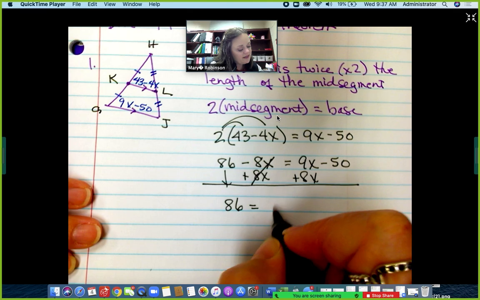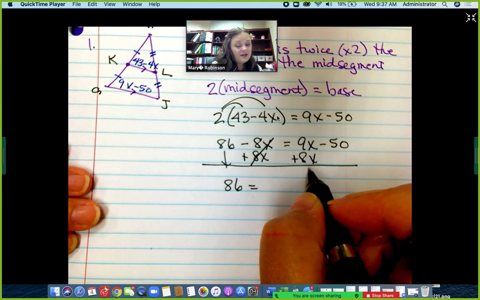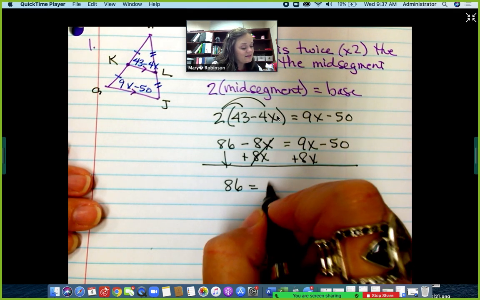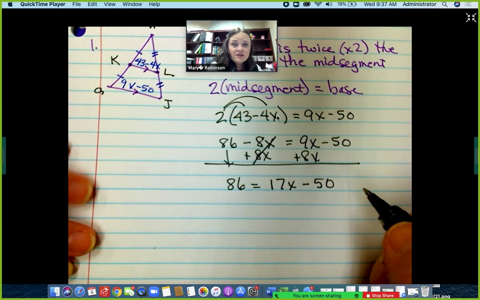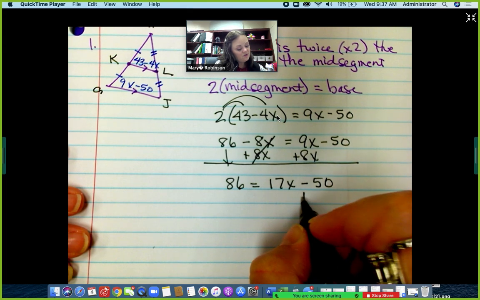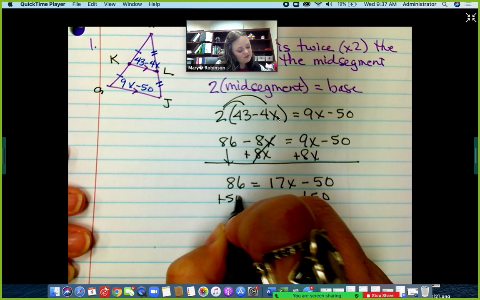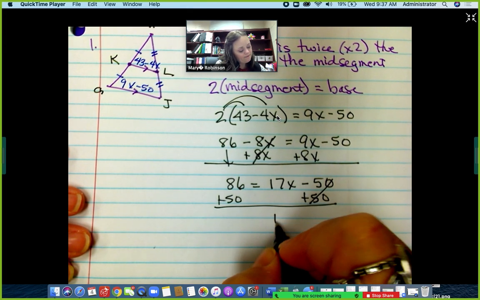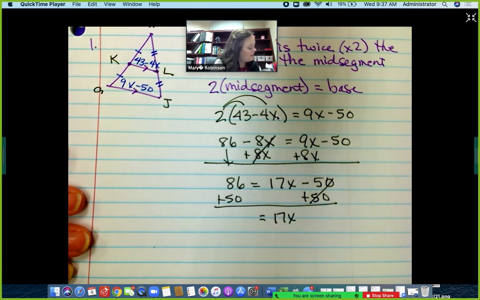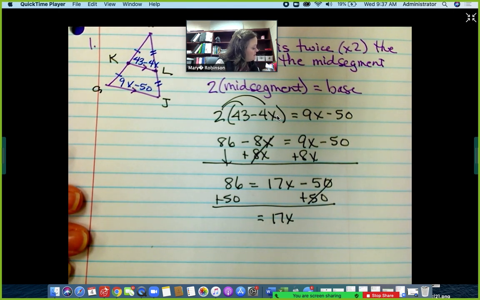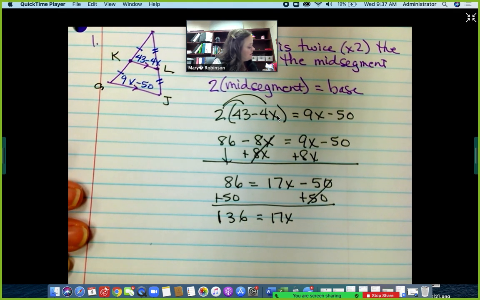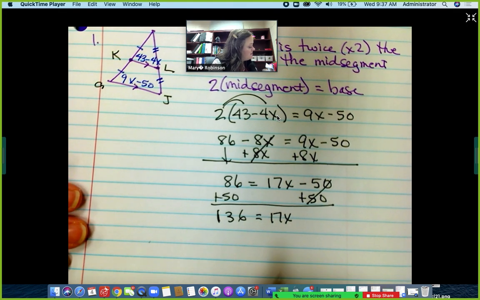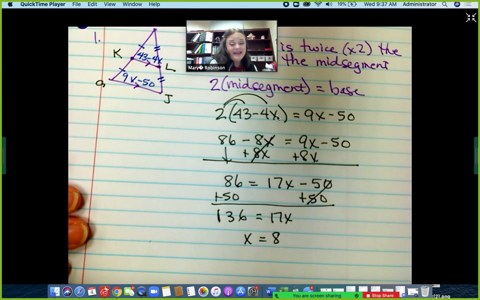So if I bring down my 86 equals here, 8x plus 9x is 17x. And I bring down my minus 50. And now we're down to a basic two-step equation where I would next add 50 to both sides. And 86 and 50 is 136. Then I divide by 17 and I get an x value of 8.